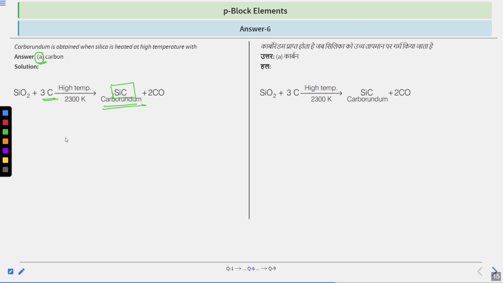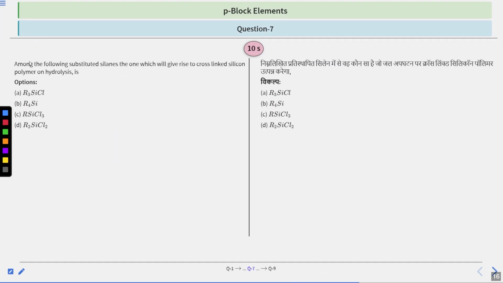Okay, let's move to the next one. That is question number 7. Among the following substituted silanes, the one which will give rise to cross-linked silicon polymer on hydrolysis is. So we have given some substituted silanes in the options. We have to select the one which will give rise to cross-linked silicon polymer on the hydrolysis. Okay. Options are R3SiCl, R4Si, Si is silicon, RSiCl3, or R2SiCl2. So you have 10 seconds to solve this question. After that, we will see the answer.